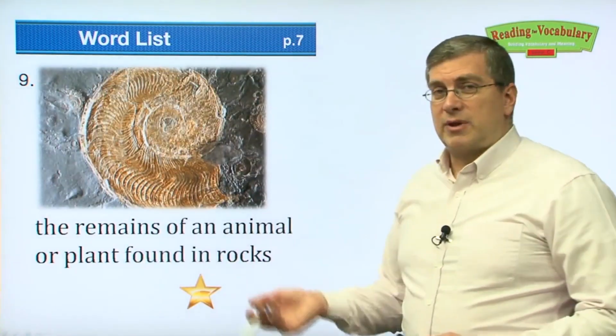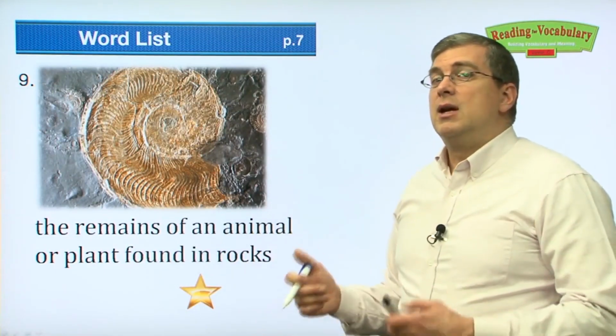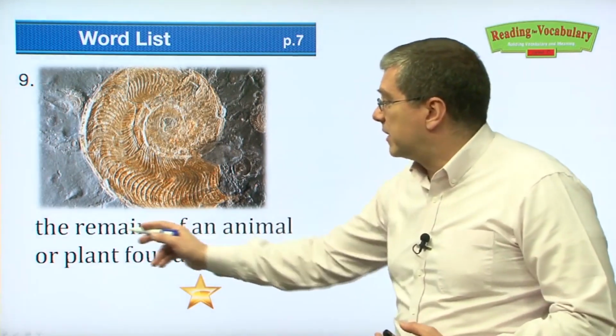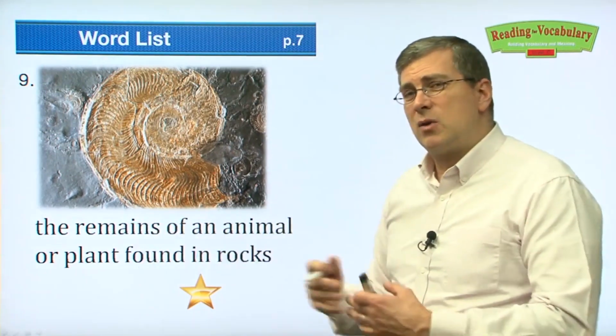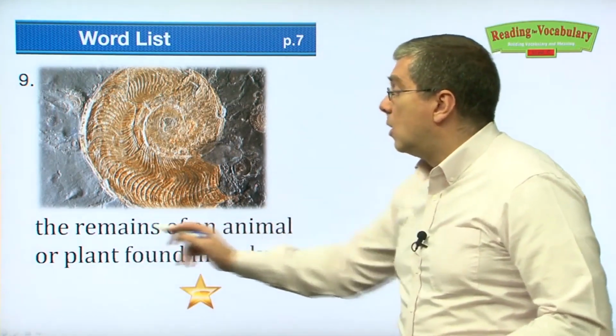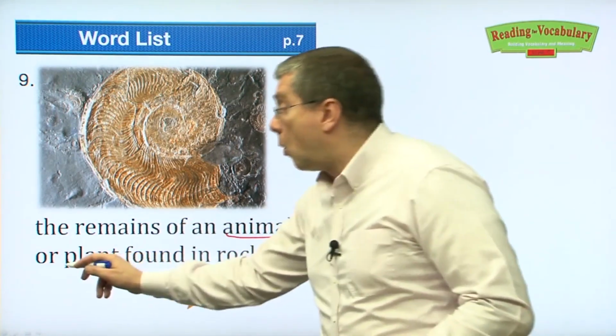9. Sometimes, of course, animals will leave evidence that they existed. And that evidence is their remains. The remains. What is left behind? The remains of an animal or plant. So it's an animal or a plant.